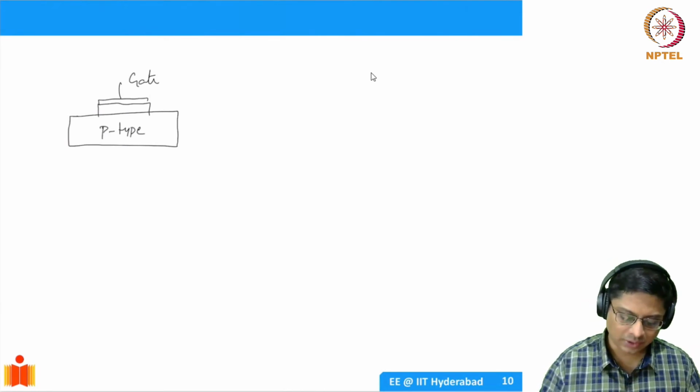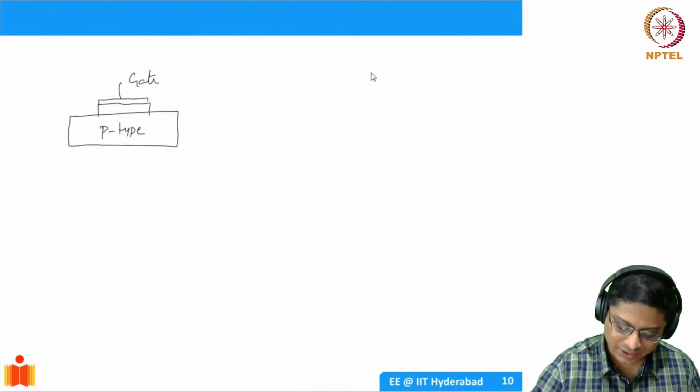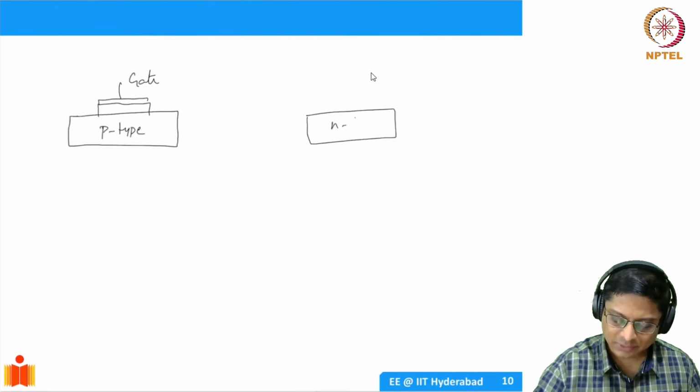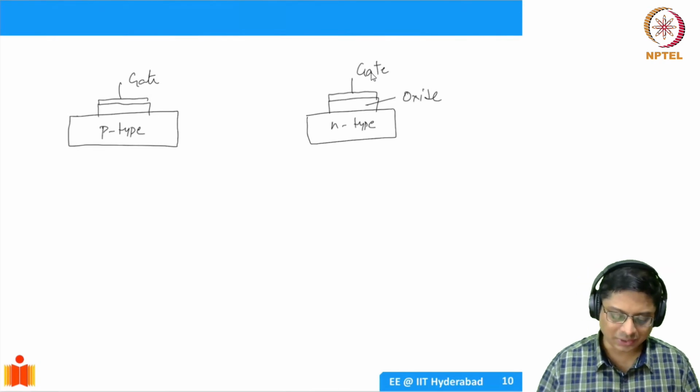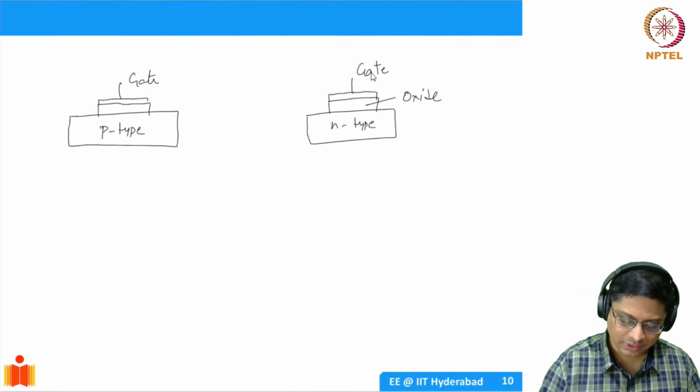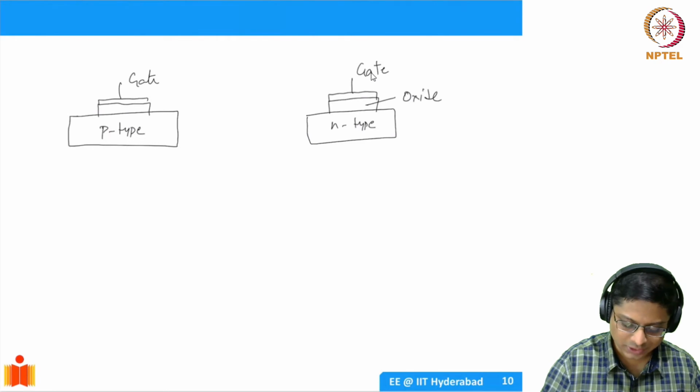Now if you have this substrate, you could also have an alternative structure wherein you start with an n-type substrate. There is an oxide. This is oxide. And then there is a metal on top, which I'll call a gate again. So let's change our notation a little bit. Let's call this gate voltage VG.